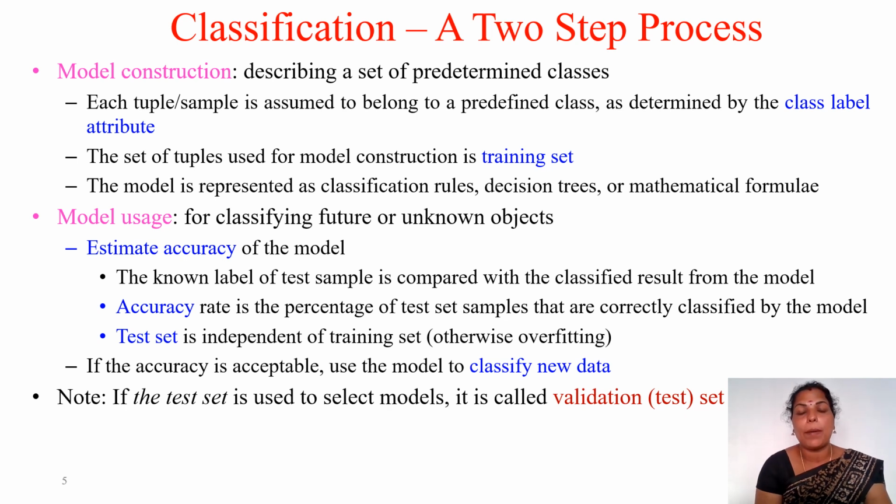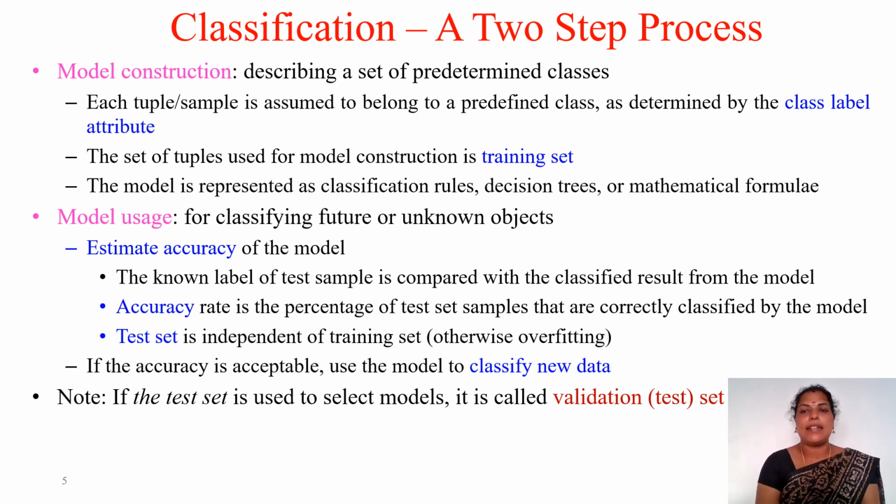So the model may be represented as classification rules, decision trees, or some formulae. Using that constructed model, we are classifying the data. So how are we classifying the data? In model usage, we are classifying future or unknown objects.